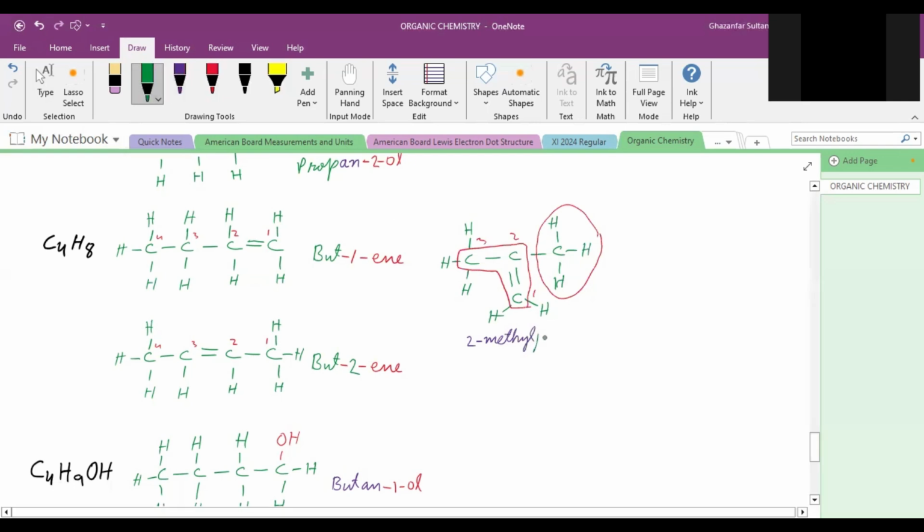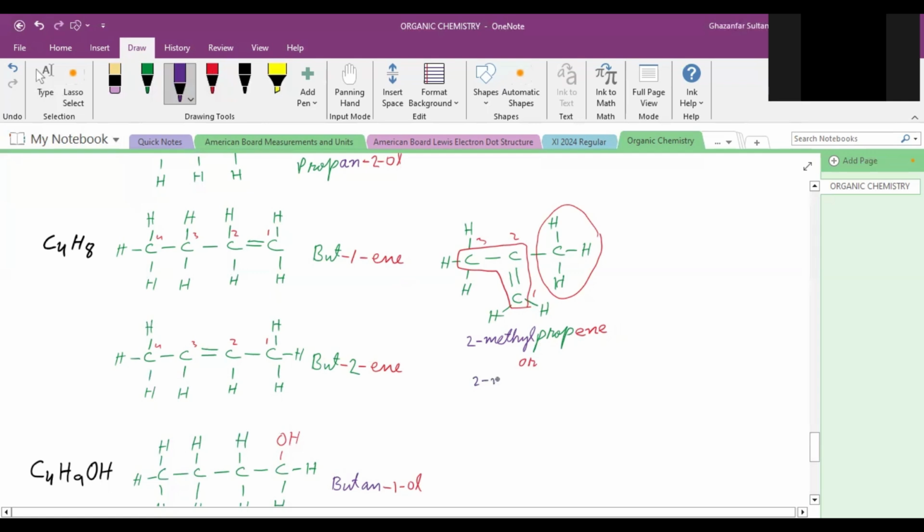3 carbon atoms in the basic chain, so prop, and ene because there is a double bond. And there is no need to mention the position here. Mentioning the position is necessary for butene because it could be but-1-ene or but-2-ene. But with 3 carbon atoms, wherever the double bond is present, we start the numbering from there. So it is always 1. If you want to write it, you can write 2-methylprop-1-ene. It is also correct. I have no objection.